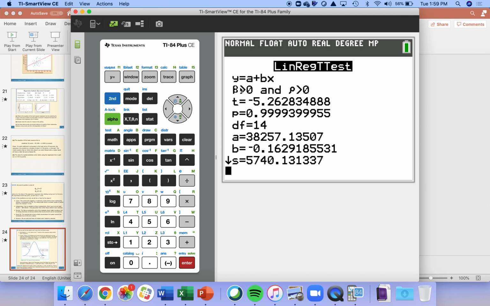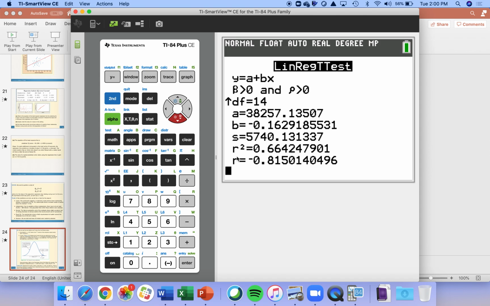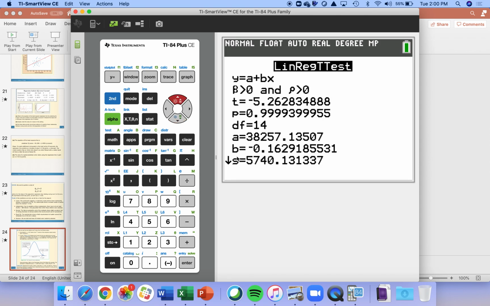First of all, beta. This is what we're talking about. This is rho. We don't talk about rho in this class. Rho is a variable that you would look at in a higher level stat class. This is our test statistic. This is our p-value. This is our degrees of freedom. This is our y-intercept, our slope, and our standard deviation of the residuals. If we keep going down, you will find r squared. You will find r. That's it. So if you actually had data, this is the test that you would do.